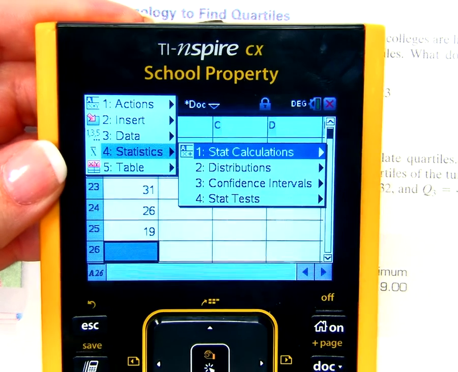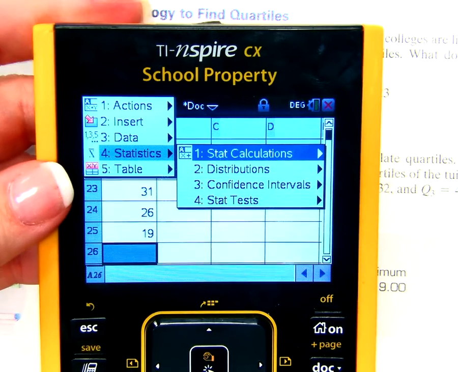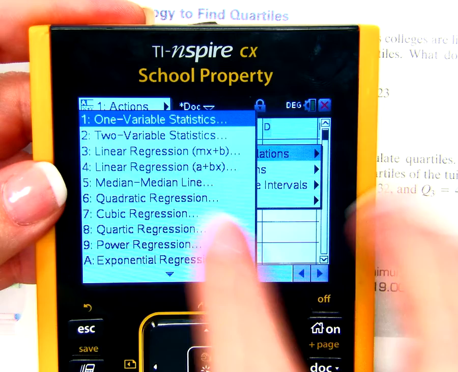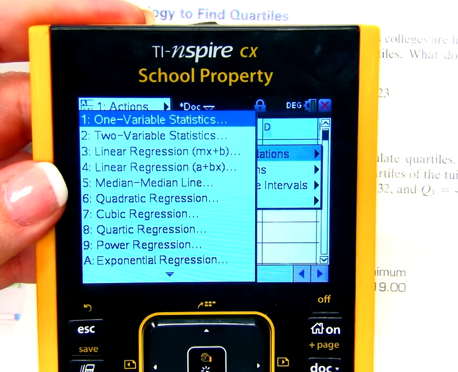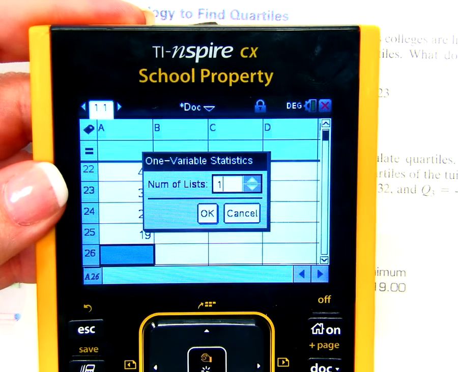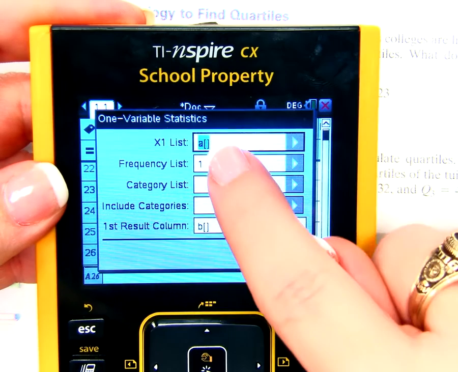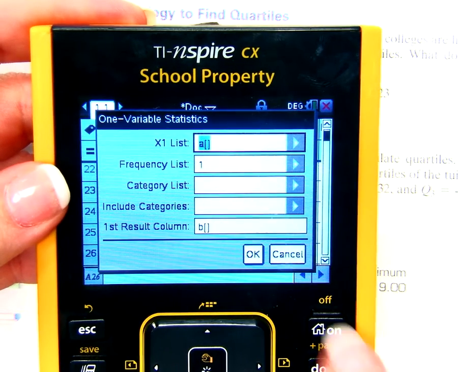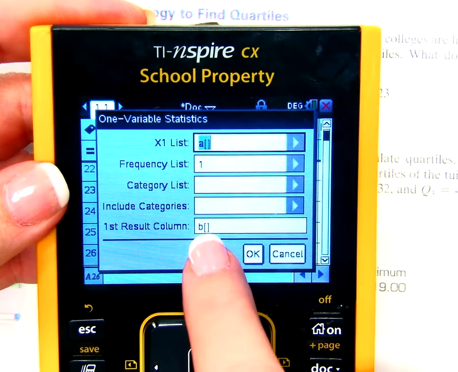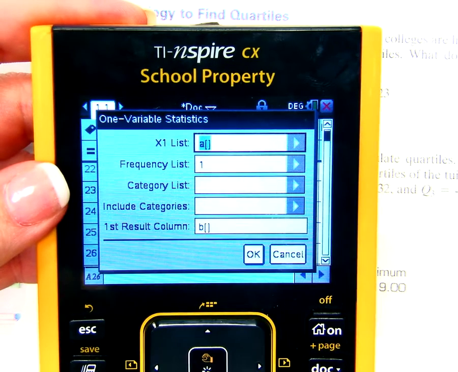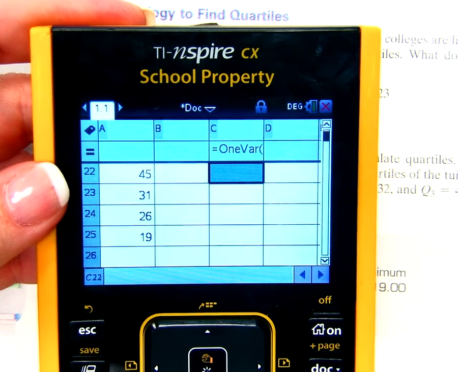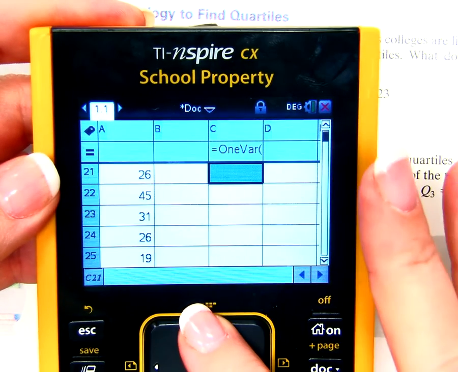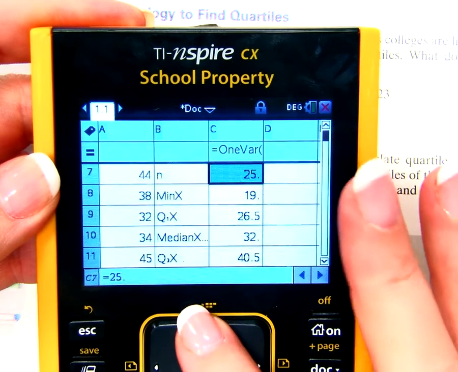Now, pretty much everything else from here on out is just an enter, but let's make sure we understand what we're doing. We're trying to find some stat calculations. We want one variable statistics. I'm only using one list. And then I'm using list 1 with a frequency of 1. I'm putting my results in column B. That's what it's saying right there. So I just press OK again. Now, I don't see anything right here because everything is up at the very top of this column. So I need to scroll up a little bit so I can figure out what all it told me.